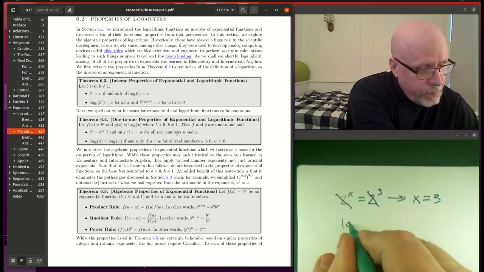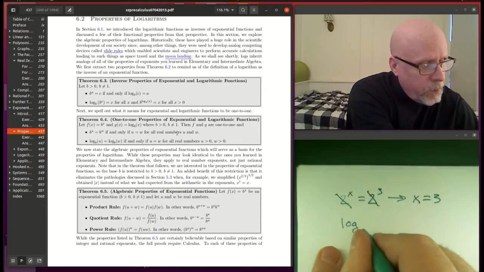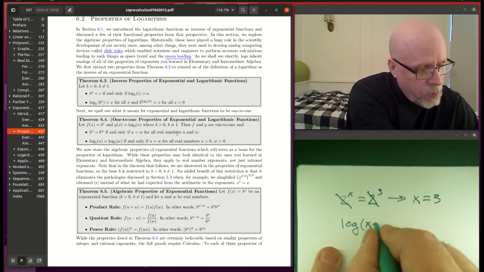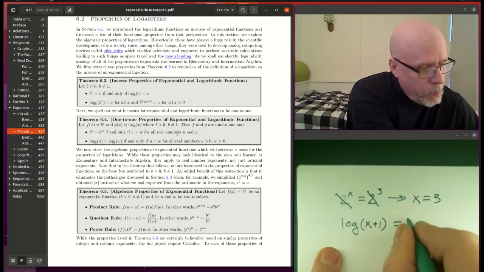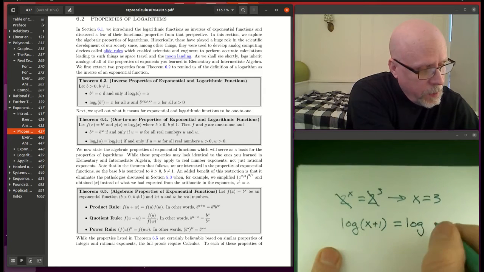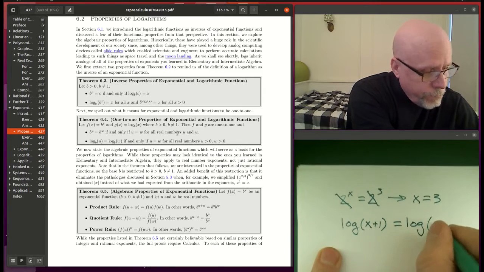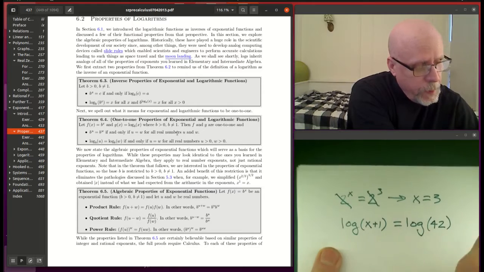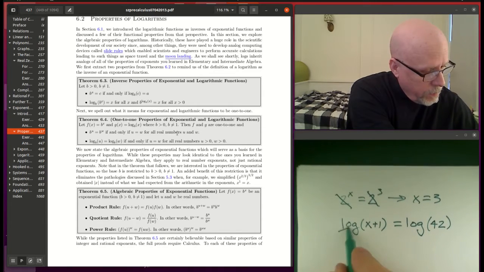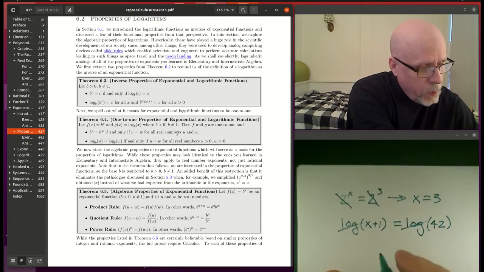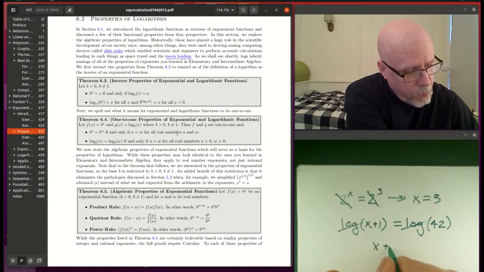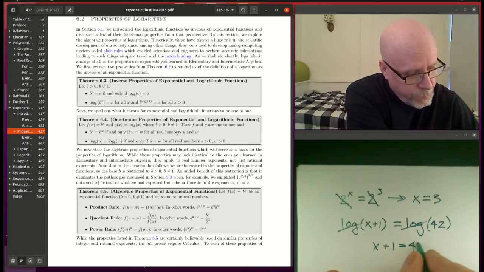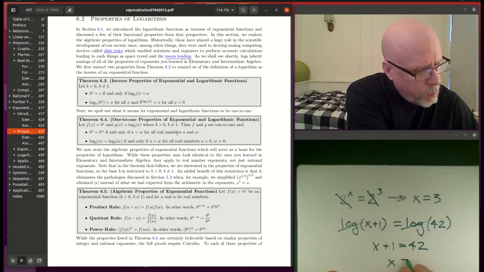Similarly, if I'm writing the log base 10 of, say, x plus 1 was equal to the log base 10 of 42, then I could just, again, similarly think about canceling off the logs, and it would tell me that x plus 1 was 42. So I guess x would have to be 41.